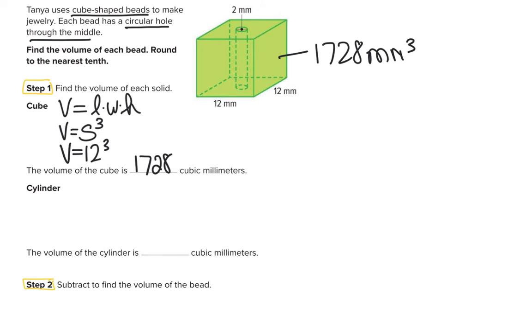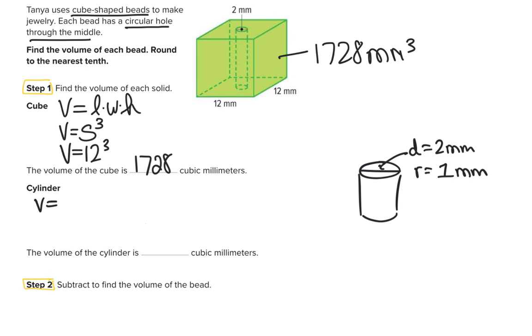All right, and then I have a cylinder, and I'm going to pretend like I'm zooming in here. That cylinder is actually giving us a diameter, right? They're saying the diameter is 2 millimeters. So then what would our radius be? Our radius is half of that, right? So our radius is 1 millimeter.